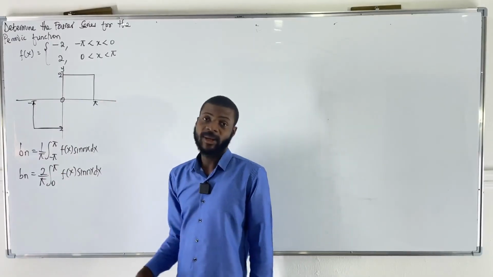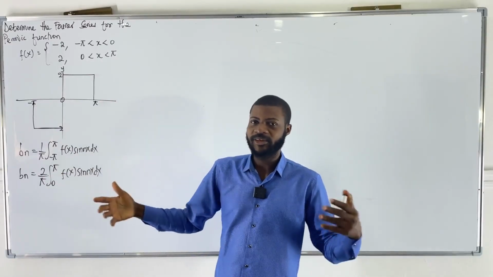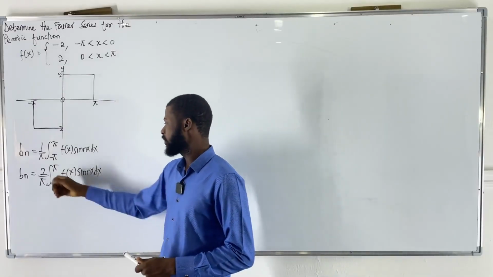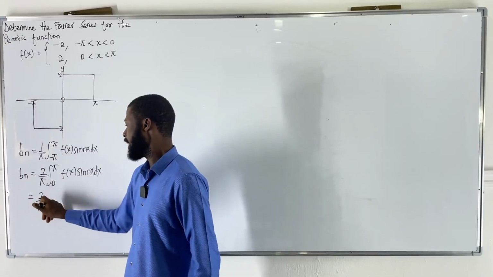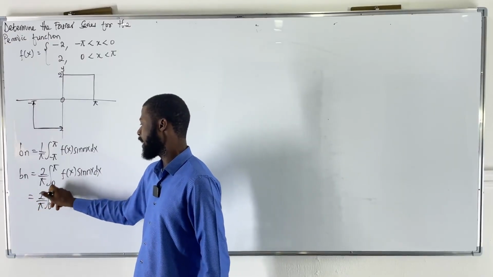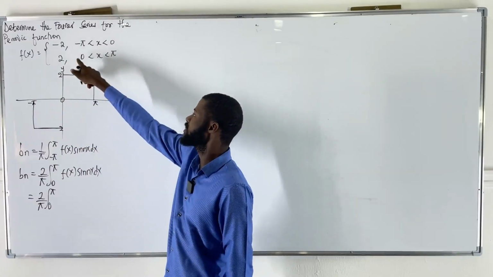So I already explained how this formula came about. I don't think I should make the video long by explaining this again. So this is what we have. This will be 2 over pi integral from 0 to pi. Now, what is f of x? f of x is 2.